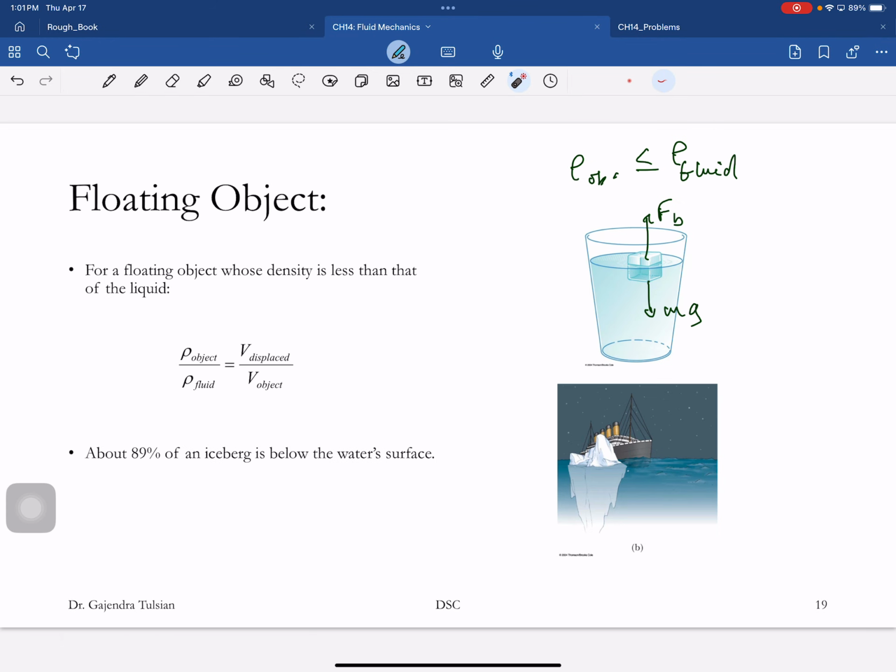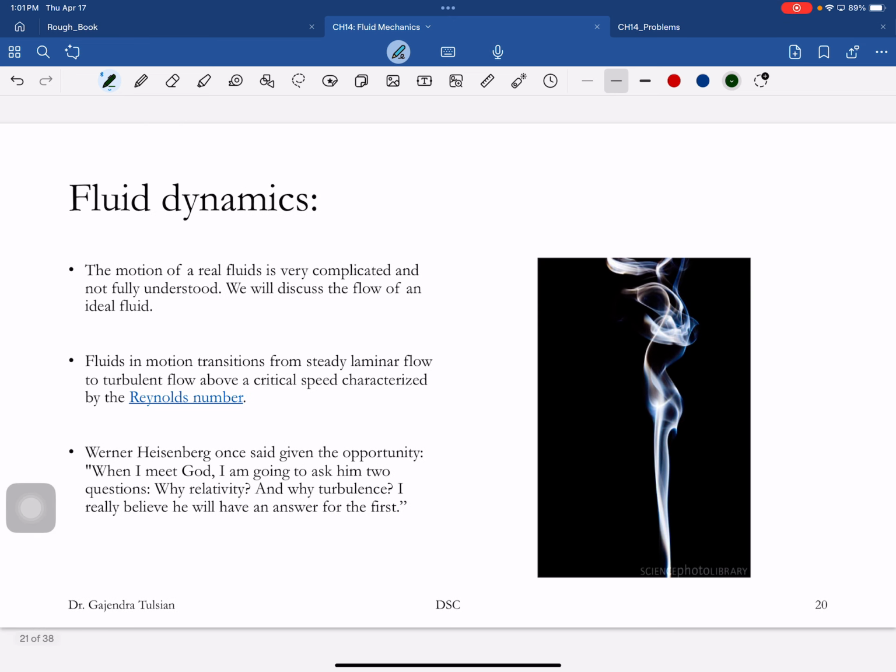All right, so that was fluid statics. We studied properties of fluids at rest. We mentioned density. We studied pressure as a function of depth. We studied Pascal's law. We studied Archimedes' principle. And what else did we study? Yeah, that's it. All right, now we'll graduate to moving fluids, fluid dynamics.